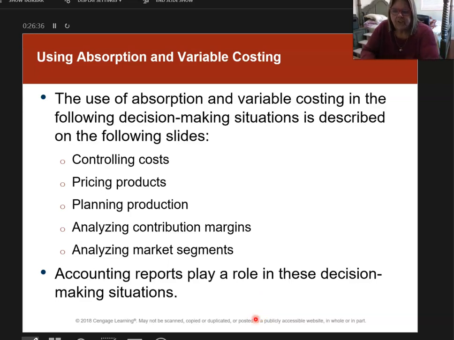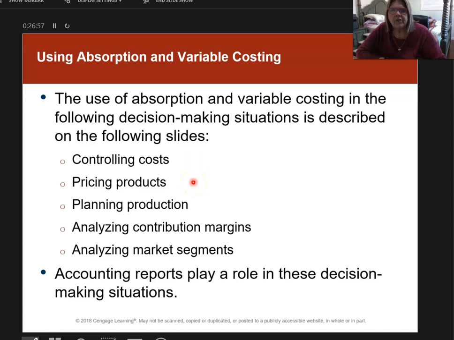We're still doing our chapter 20 or chapter 6, depending on the version. So when we use absorption and variable costing, I want to talk about decision-making situations. Some of these we're going to look at right here: controlling cost. These are on the slides we're going to cover. How do we use this information to control our cost?